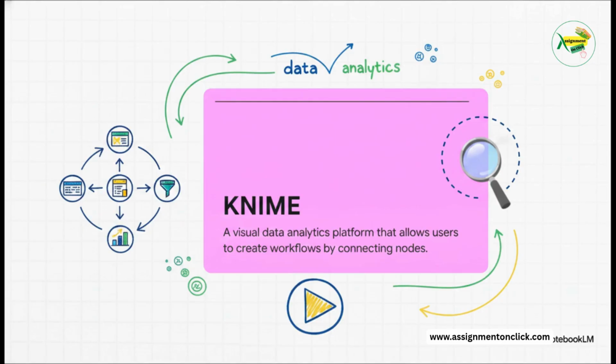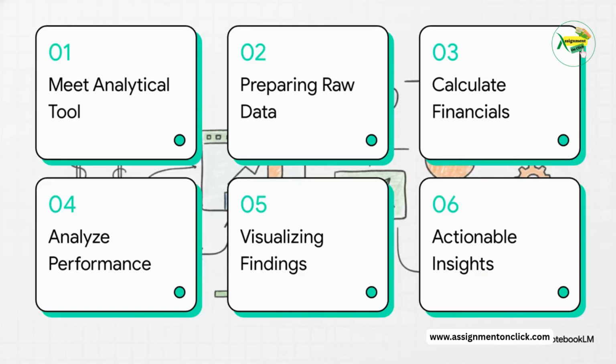It's super intuitive, it gives you a clear record of every single transformation, and it's practically tailor-made for practical business data analysis. So here is the map for our macro chronological data pipeline journey today. 1. Meet your analytical tool. 2. Preparing the raw data. 3. Calculating key financials. 4. Analyzing business performance. 5. Visualizing the findings. And 6. Generating actionable insights.